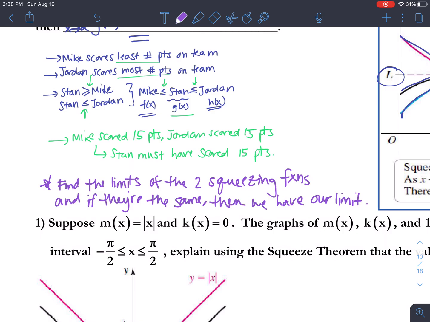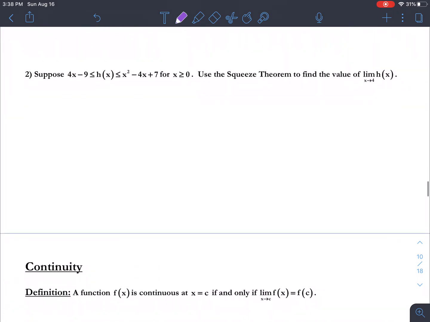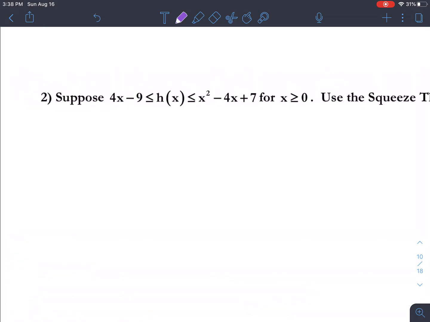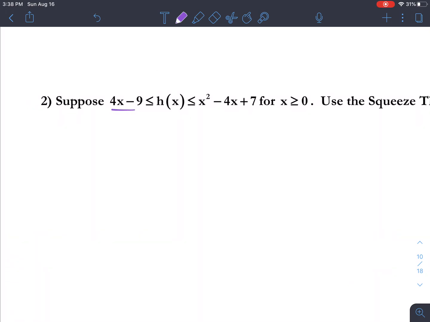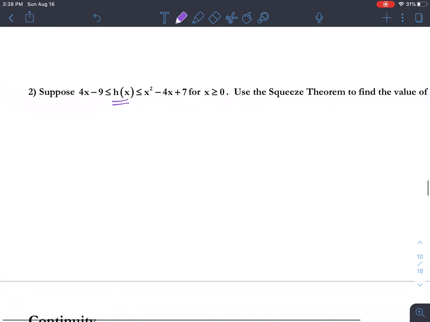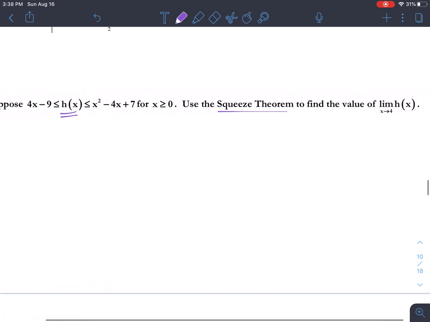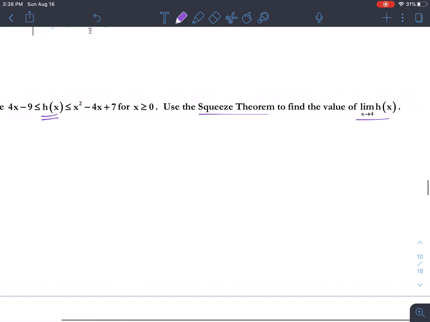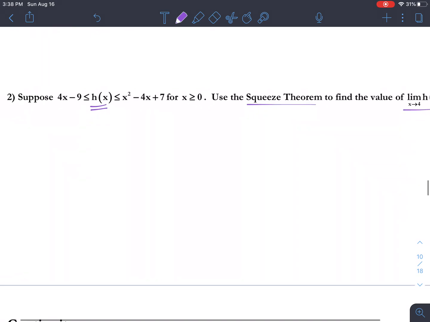Okay, so we're actually going to try number 2 first. Take a look at number 2. We have h of x, which is in between 4x minus 9 and x squared minus 4x plus 7. This is that in-between function for x greater than or equal to 0. Use the squeeze theorem to find the value as x approaches 4 of h of x. Again, we don't even know what h of x is. Could be a polynomial, could be a log, we have no clue.